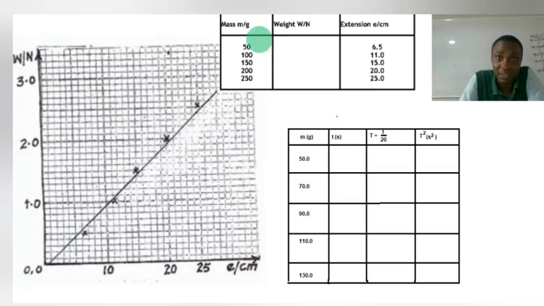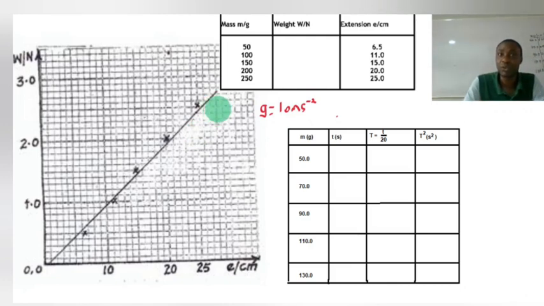Now let's look at this. Here, the masses were converted to weight using G, acceleration due to gravity, and they took the value of G to be 10 newtons. They approximated it to be 10. So here the value I'm going to get for K is going to be based on G being equal to 10 meters per second squared. Okay, so let's get the value of this.